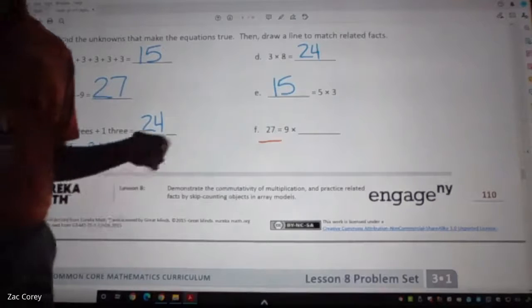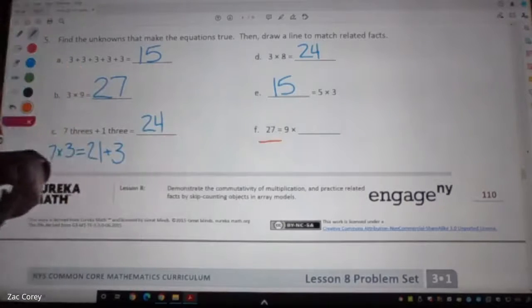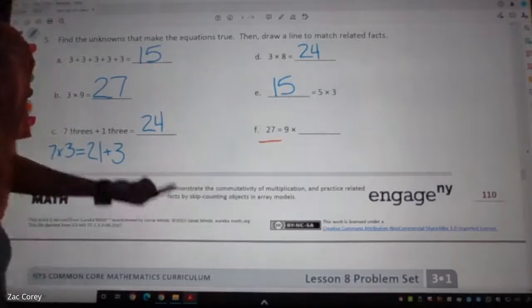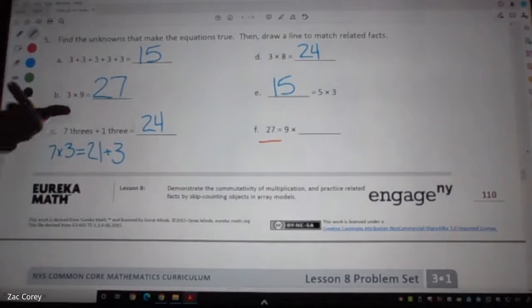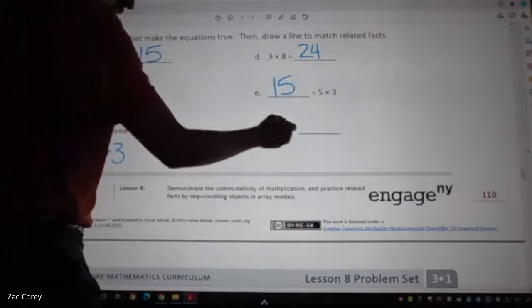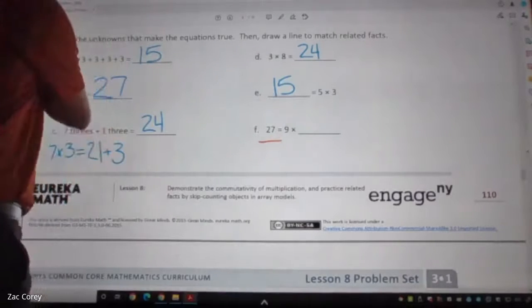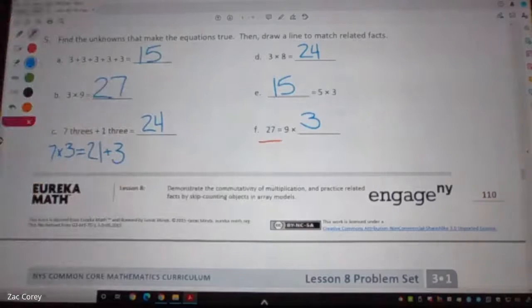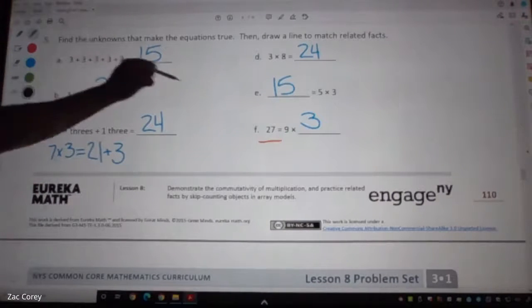All right. So 9 plus 9 equals 18. So we're not there yet. And let's do one more 9. 18 plus 9 equals 27. So we just counted by 9s 3 times. So this math equation should be 9 times 3. Remember, they wanted us to draw some lines to match them, right? So how do these connect?